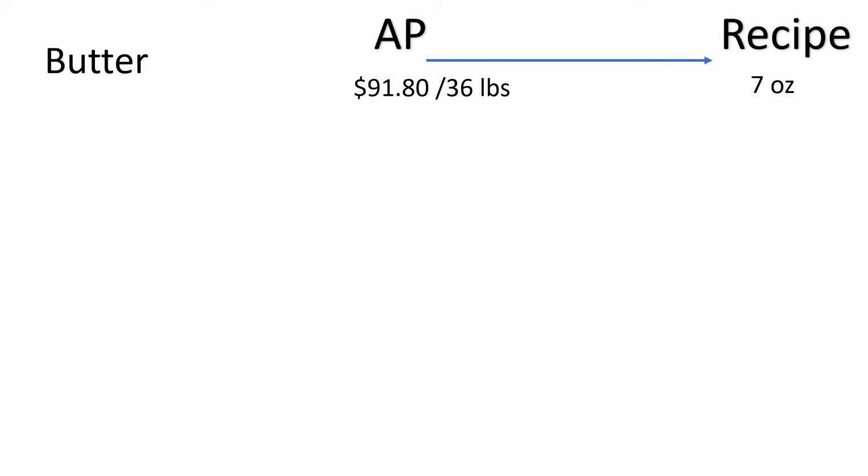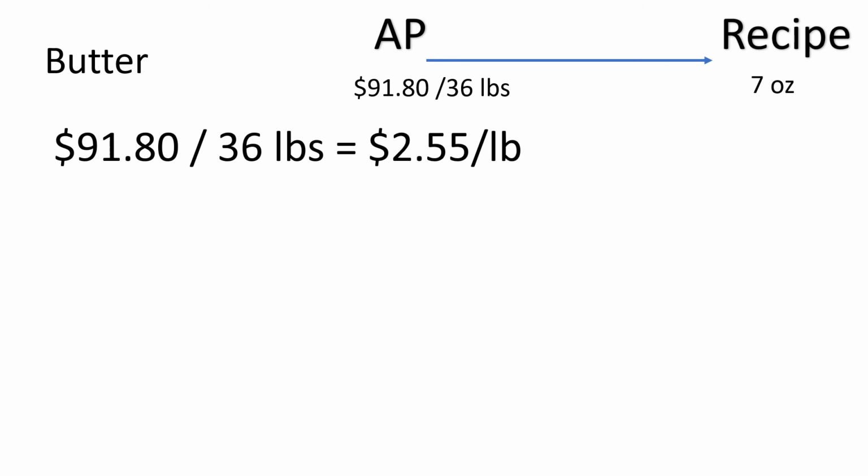$91.80 for 36 pounds. When we buy butter from Cisco, we buy it in a case of 36 1-pound containers. Okay? When y'all go to the back to pull out a pound of butter, you pull out a package. 1 case is 36 pounds. It costs us $91.80 for butter. So what happens when y'all are making croissants and you're not paying attention and you mess up and you waste a pound of butter? That's a $2.55 mistake.